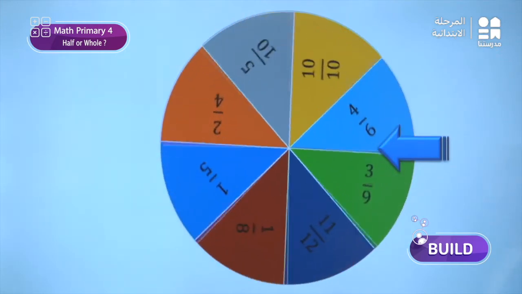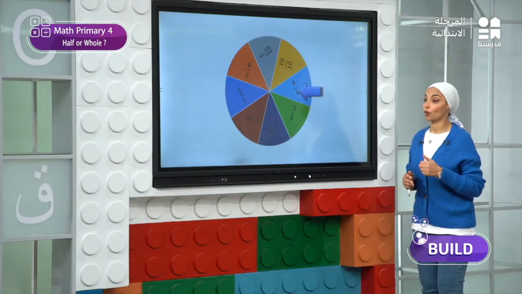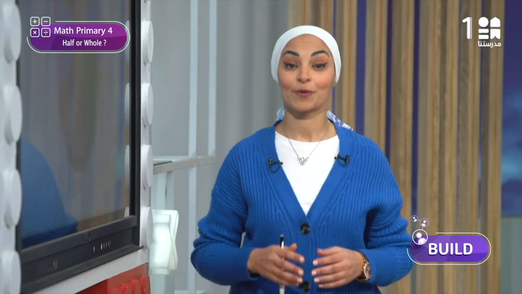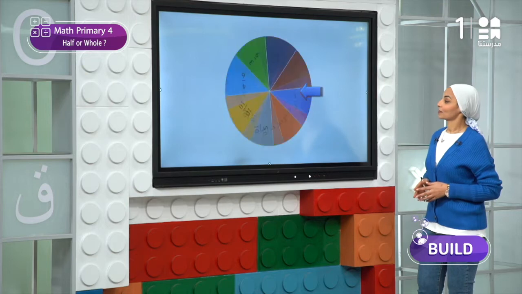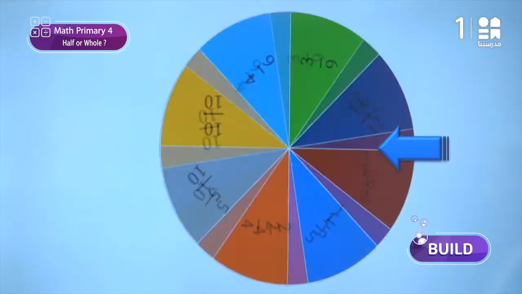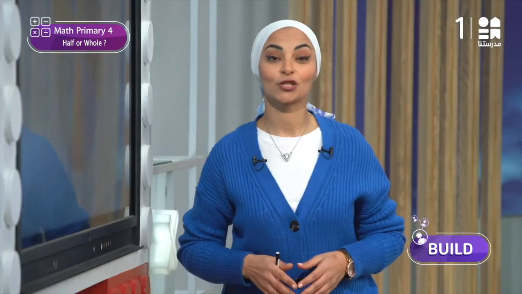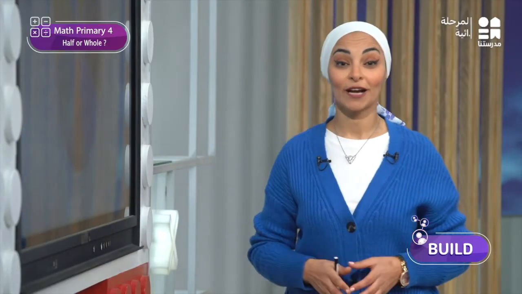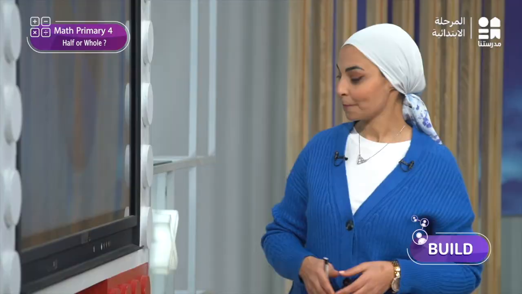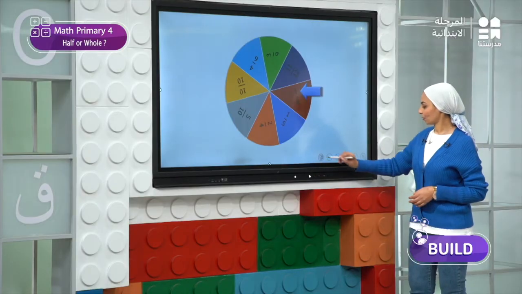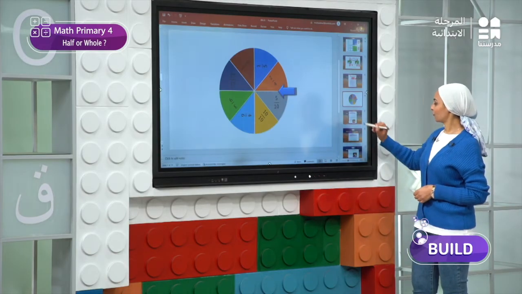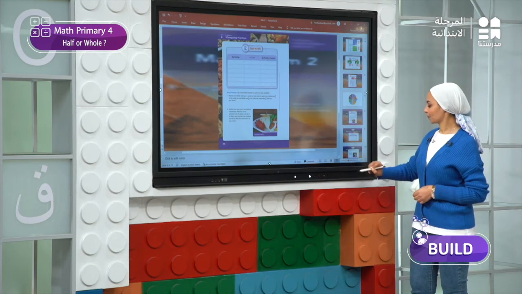So the first fraction is 4 over 6. Let's spin the spinner once more. The second fraction will be, let's see. Look, the second fraction is 1 over 8. تعالوا كده نكتب ال two fractions عشان نعمل comparing between them. Okay, now let's write the two fractions here in the table.